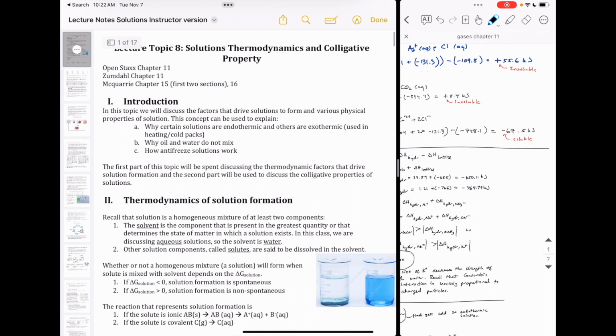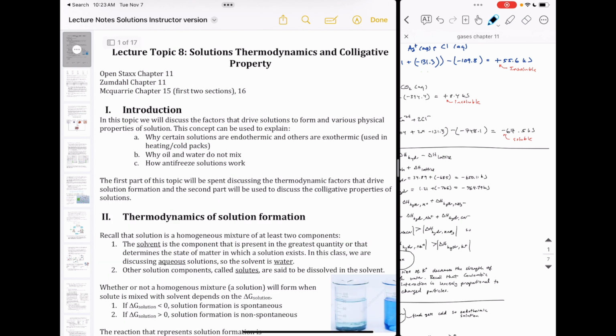Okay, so we are now starting a new chapter on solution thermodynamics and colligative properties. Materials in this chapter would require you to remember some of the previous concepts we talked about, particularly in thermodynamics, the concept of free energy, the concept of entropy and enthalpy.